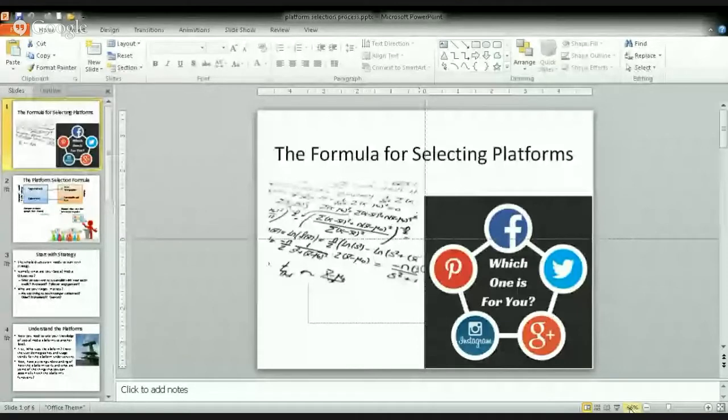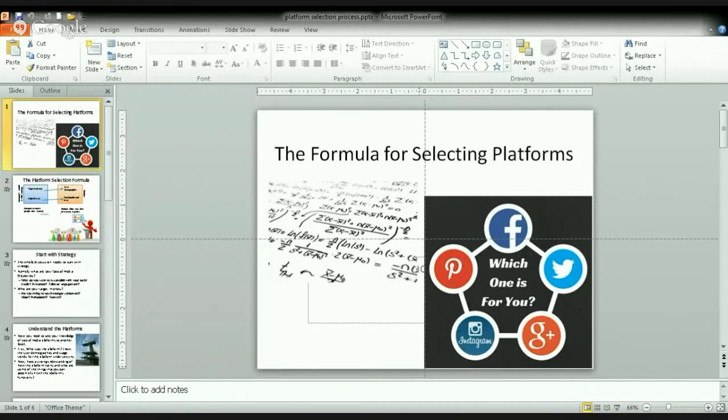So the question now is, we've decided what our strategy is. We know what our social mission is. We decided what our social target markets and our objectives are. We now need to figure out how to make these things happen. So let's go through this lecture that I have and talk about the formula for selecting platforms.